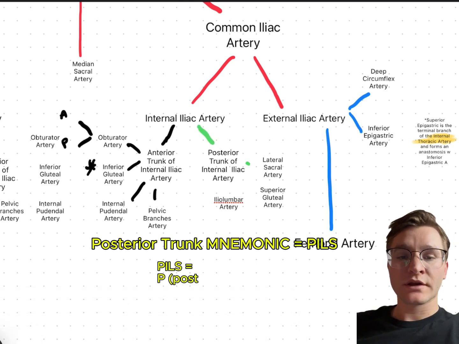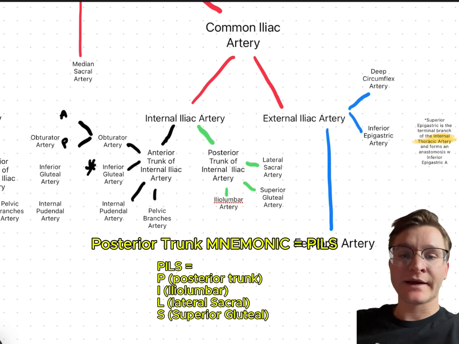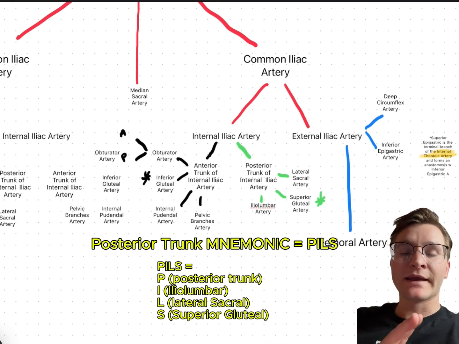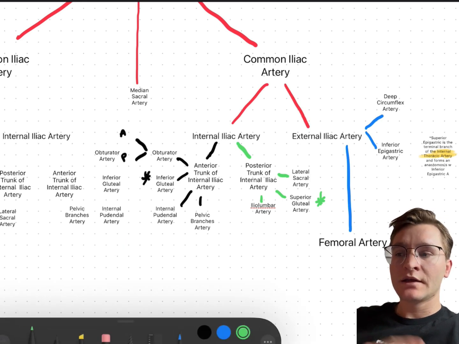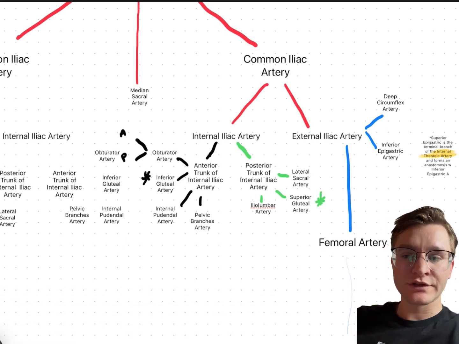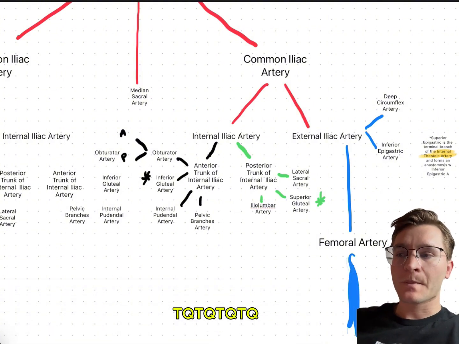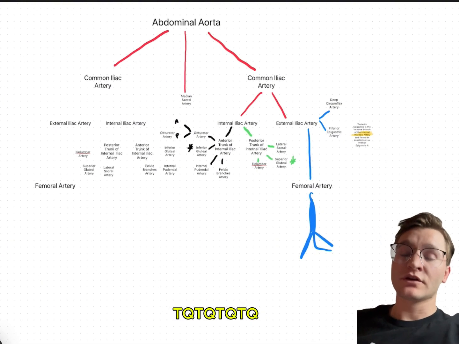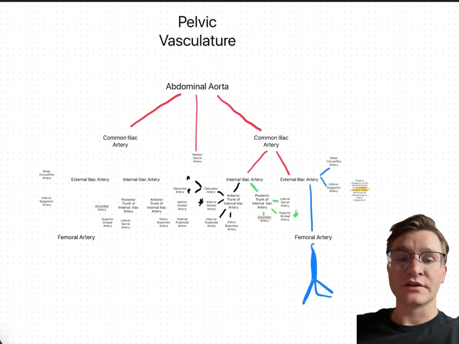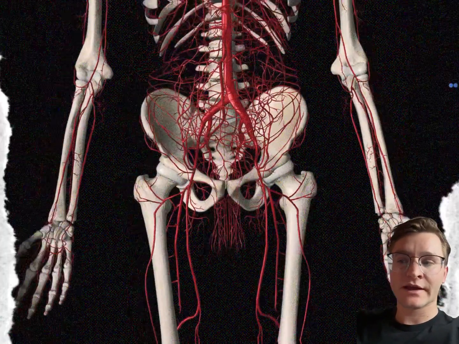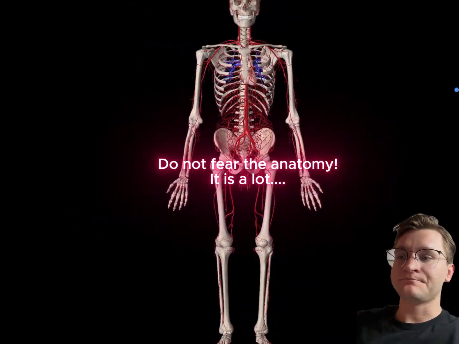Our posterior trunk's mnemonic is PILS, for lateral sacral artery, superior gluteal, and iliolumbar. Keep in mind, the posterior trunk has the superior gluteal, and our anterior trunk has the inferior gluteal arteries. All right, let's go see how this looks on the 3D model and see if we can find any of these arteries so you guys can see how it looks. Once again, we're doing the left side so that it stays consistent.